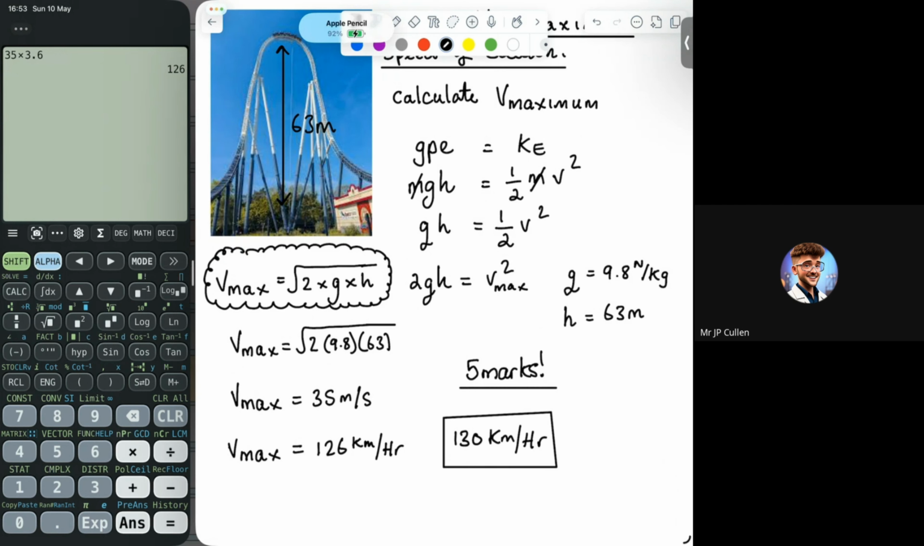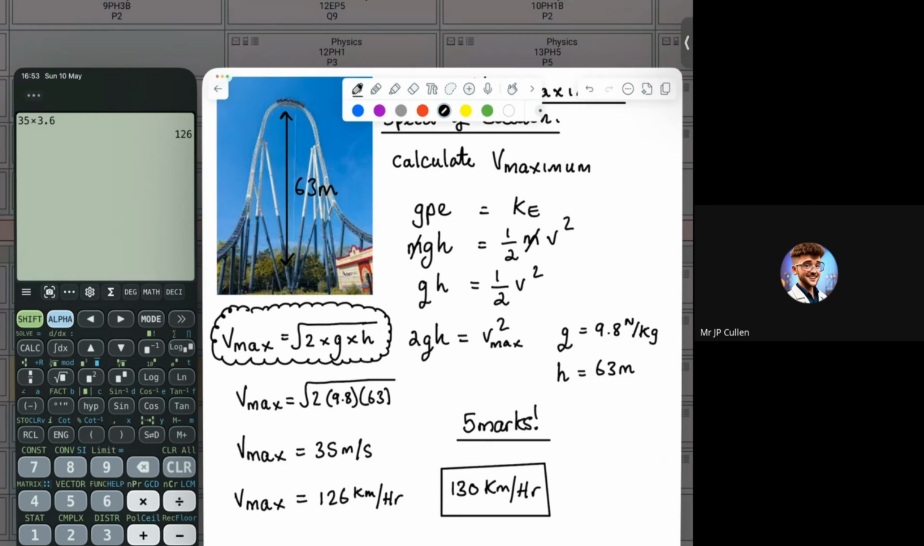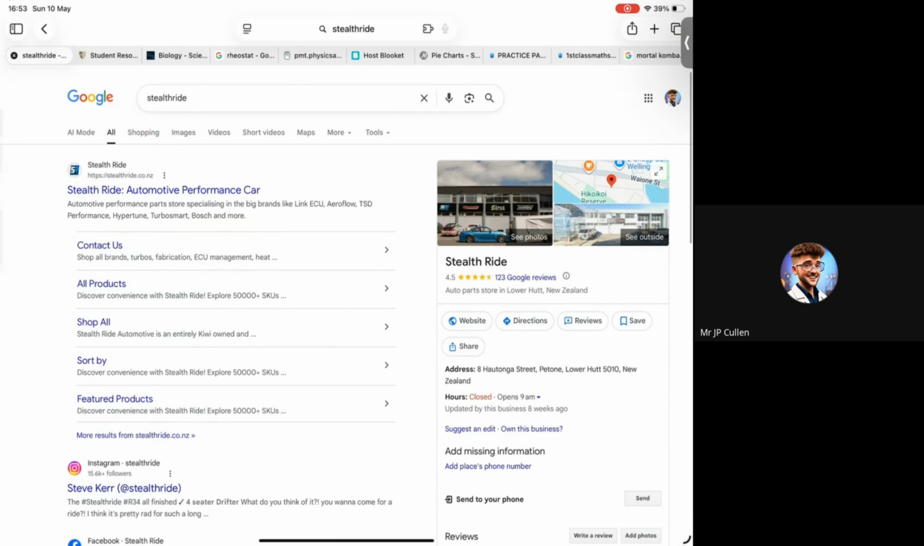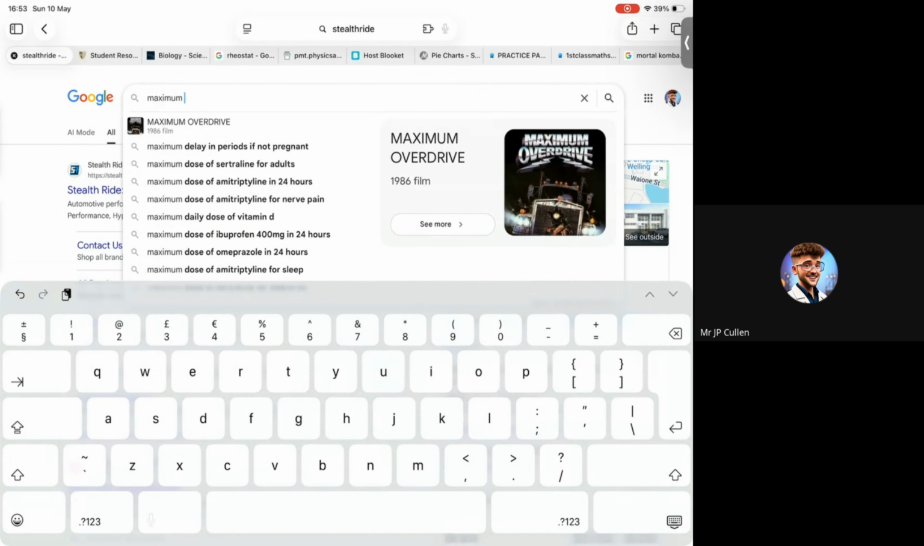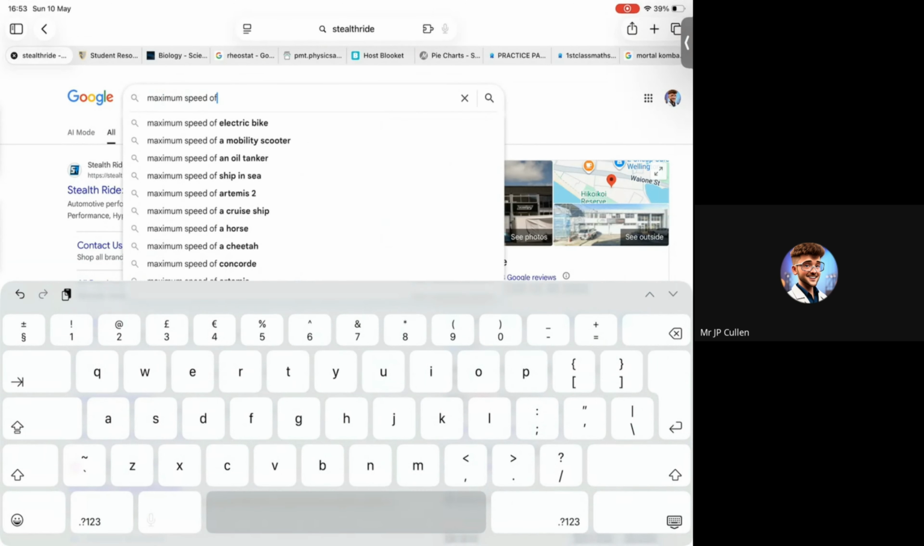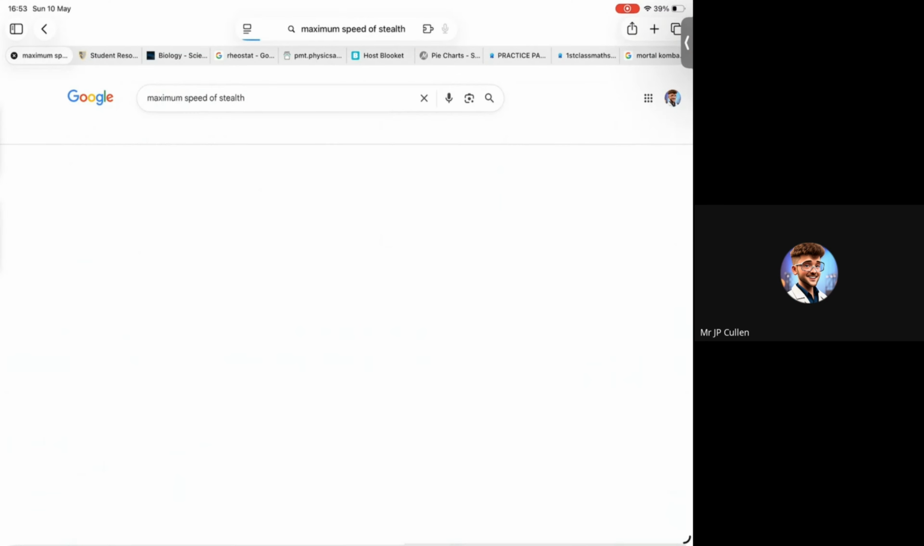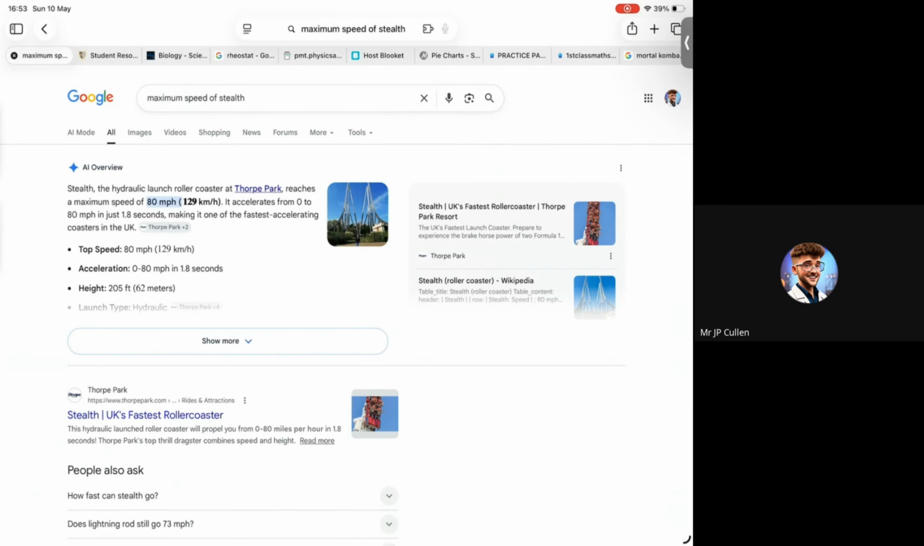Before we finish, let's have a look and see what the actual maximum speed of Stealth is, and we'll compare it to our value. 129 kilometers per hour. So we were very close. In fact, to two significant figures, it's the same. So happy days.